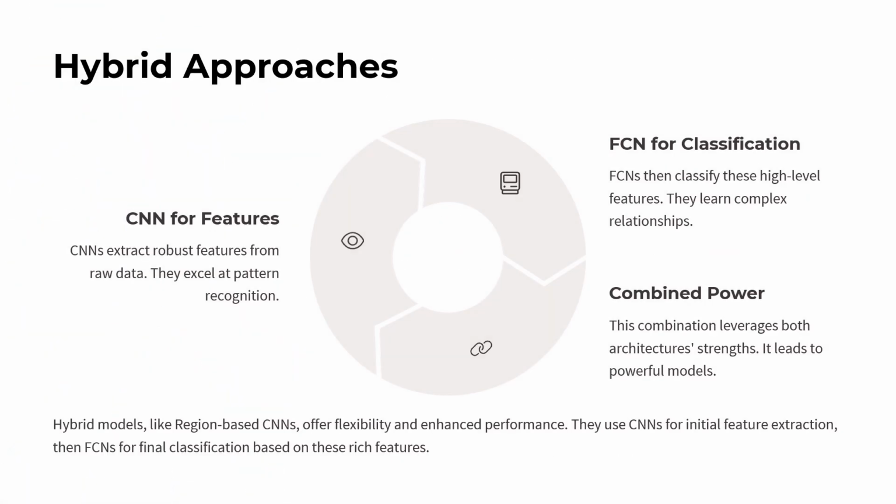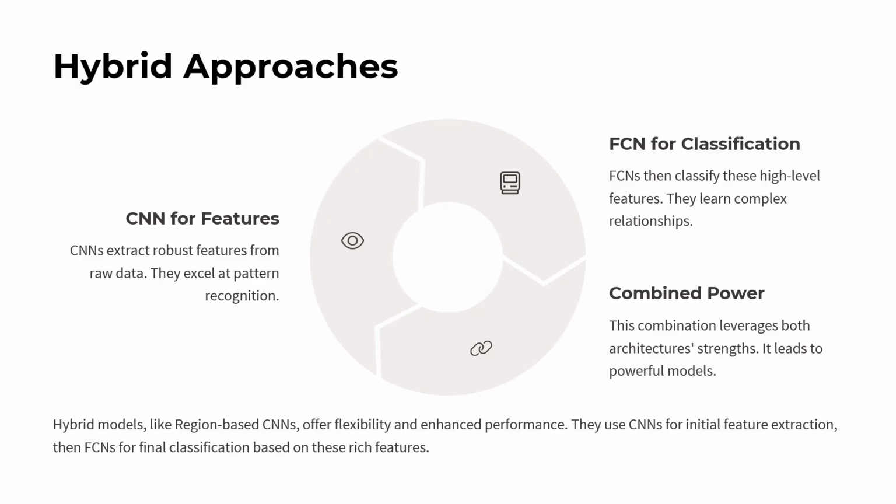Next, hybrid approaches. CNN for features. CNNs are excellent at extracting robust features from raw image data. They preserve spatial relationships and excel at pattern recognition. This step is crucial because it transforms raw pixels into meaningful feature maps.